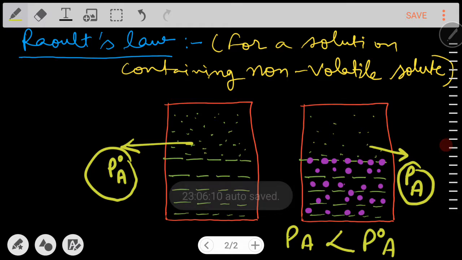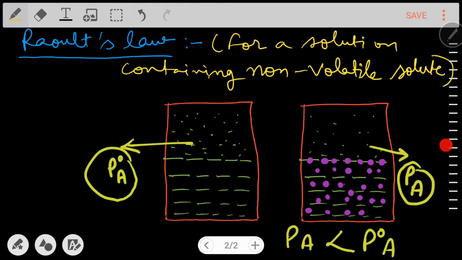Why? Because while making the solution of non-volatile solute in the solvent, a fraction of the surface of the liquid is occupied by non-volatile molecules of the solute. They prevent vaporization. That's why the amount of vapor formed at the surface of liquid will be decreased. So the vapor pressure of solution containing non-volatile solute will always be less than the vapor pressure of pure solvent.